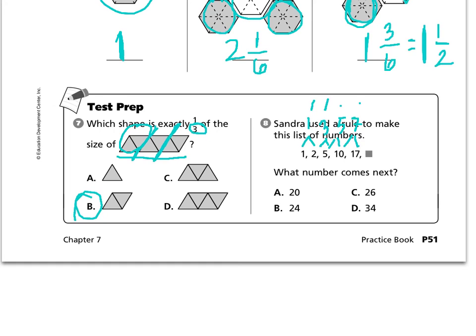I have 1, 3, 5, 7. My next odd number is going to be 9. So 17 plus 9 is going to be 26. Make sure that you have some work so I see how you got your rule.